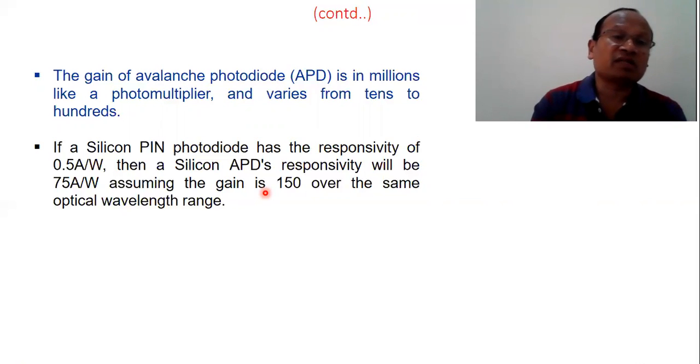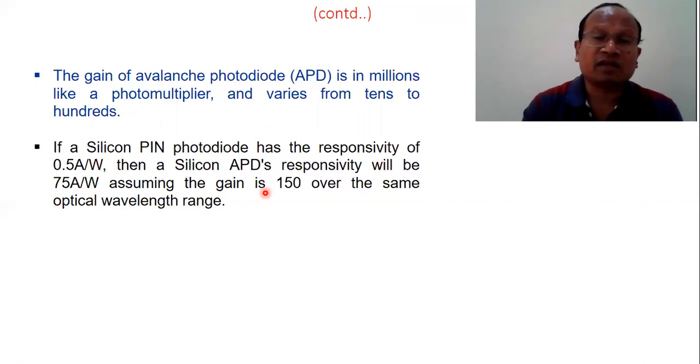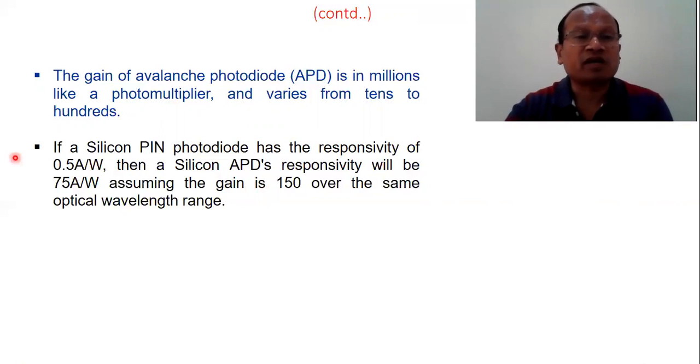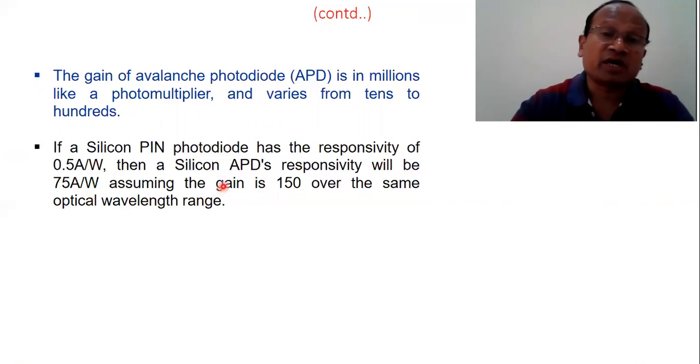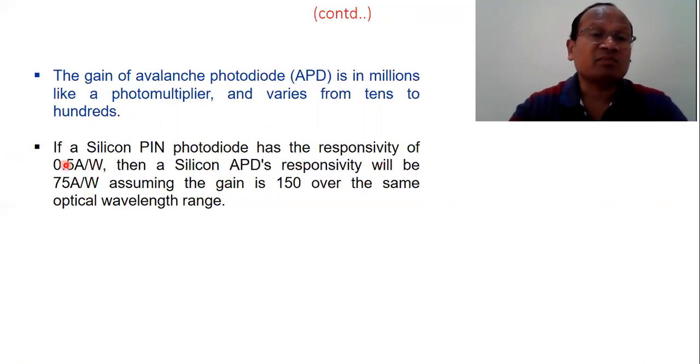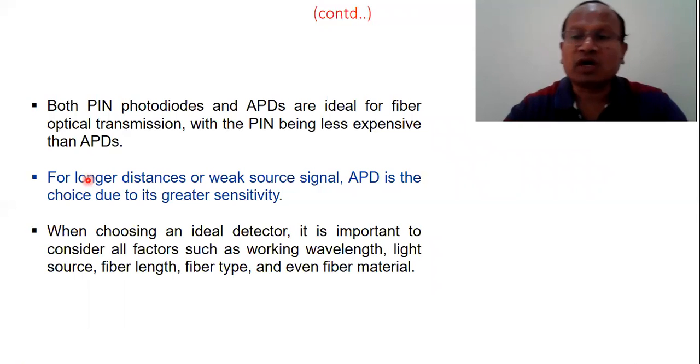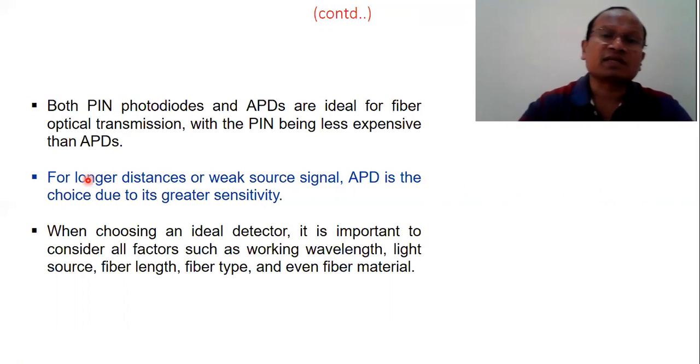You can simply compare that when the value of gain is maintained at 150, the responsivity is 0.5 ampere per watt in case of PIN photodiode, whereas in APD the same has increased considerably to 75 ampere per watt. So both the PIN diode and APD are ideal and they're used for optical transmission, where PIN is less expensive. The cost is less in PIN diode.